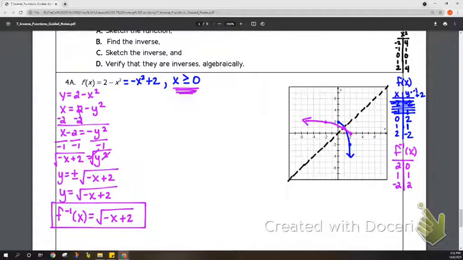Now we get to verify that they are inverses algebraically. Okay, we looked at the graph. We said graphically, yes, they look like inverses. Oh, and before we do that, though, let's look at our transformations. Now remember, because we do have that negative inside, that's the tricky one. So it says we're going to have the square root, and we have to take it out. That's a negative, and then x minus 2.